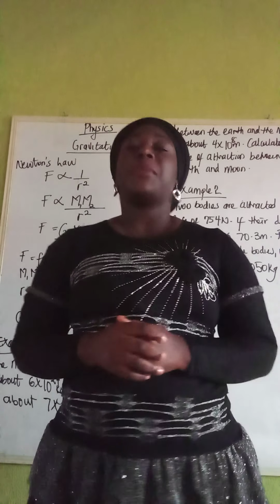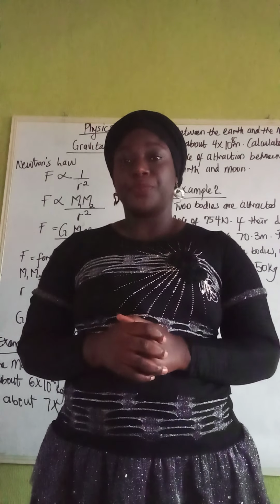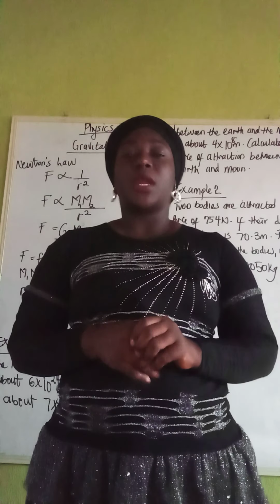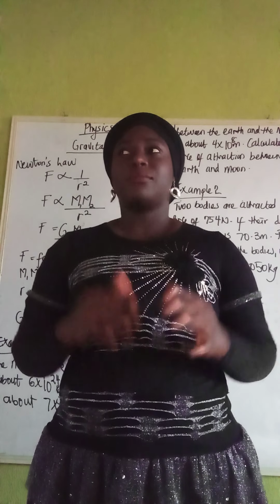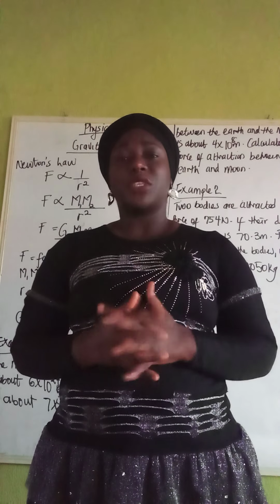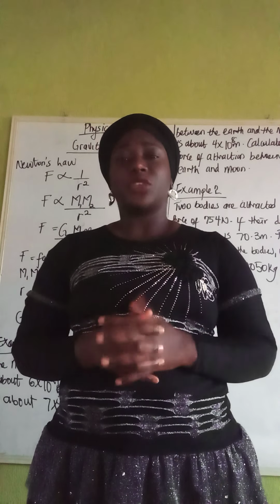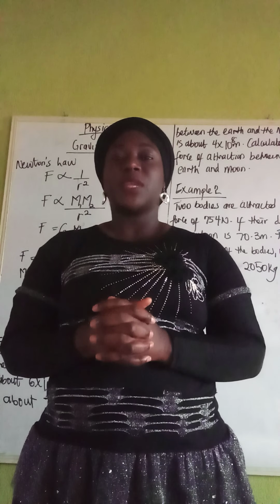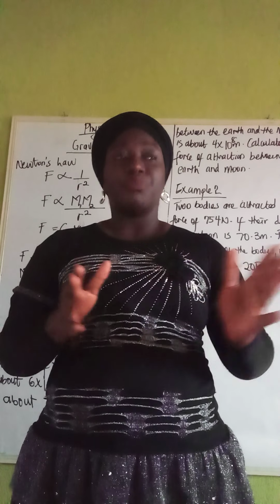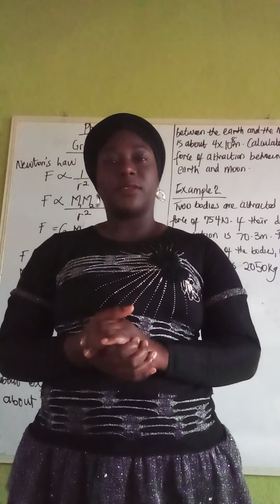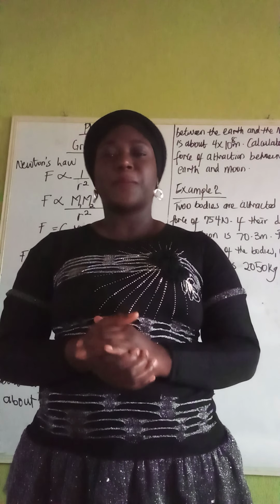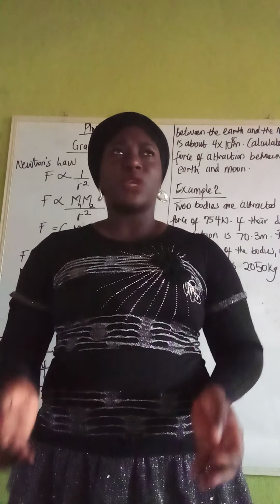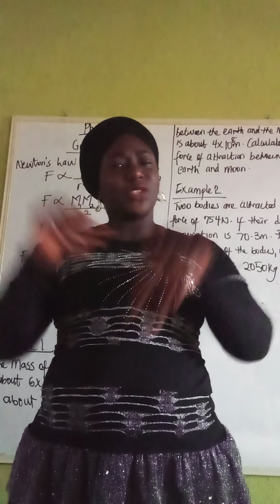So today we'll be talking about gravitational field. What do I mean by this gravitational field? Now, you would have observed that there is what we call a gravitational force that exists between two different bodies. Now, what do I mean by this? Why is it that when you throw an object up, it always comes down?